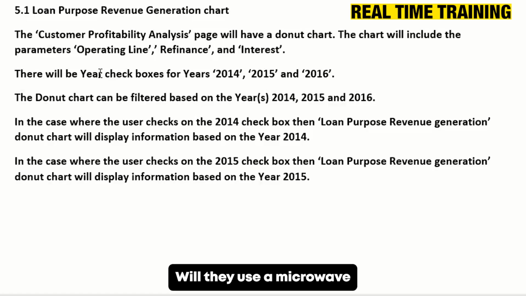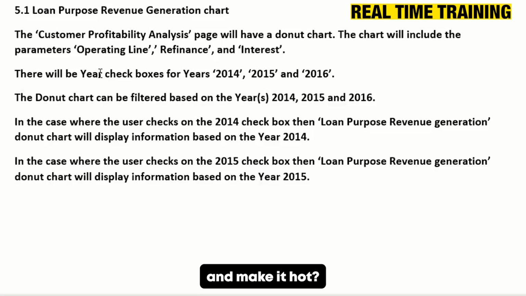So how will they make it hot? Will they use a microwave or will they actually use the gas stove or maybe some other mechanism and make it hot? How will be taken care of by the development team. What they want will be taken care of by the business and captured by the business analyst.